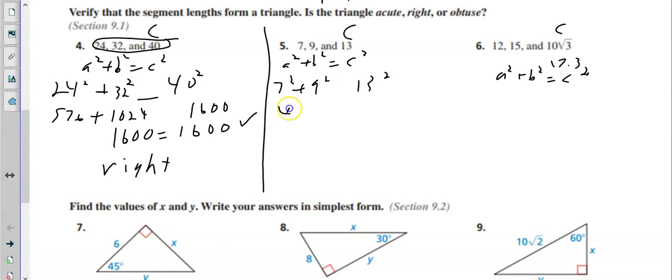So 7 squared is 49. 9 squared is 81. 13 squared is 169. I'm going to add these together. 9 plus 1 is 10. Carry the 1. 8, 9, 4 is 13. 130 and 169. So here, a squared plus b squared is less than 169. If a squared plus b squared is less than c squared, it's an obtuse triangle.